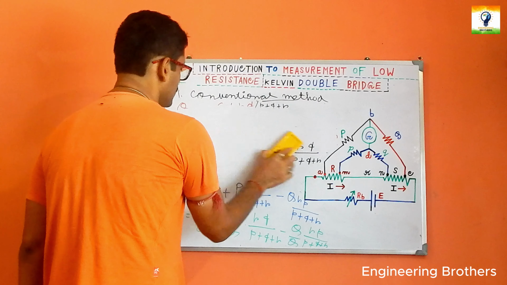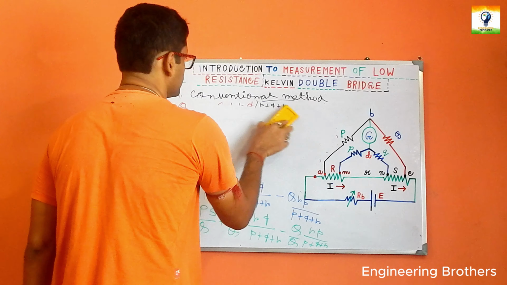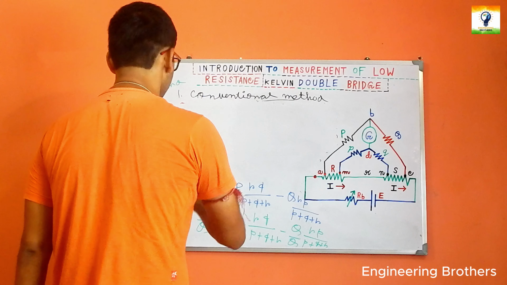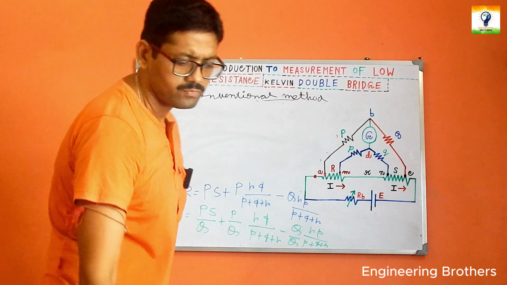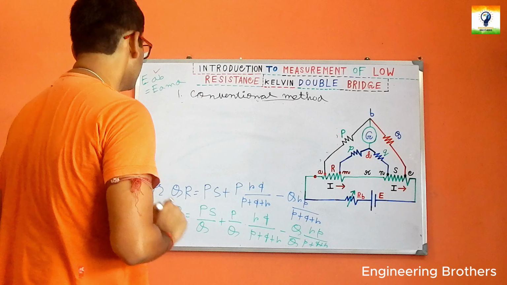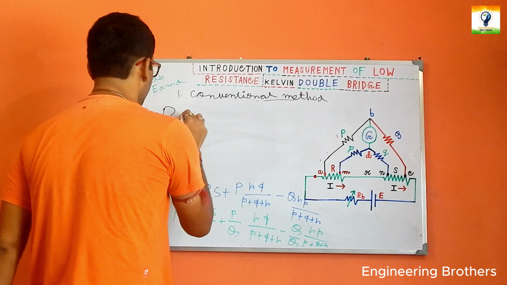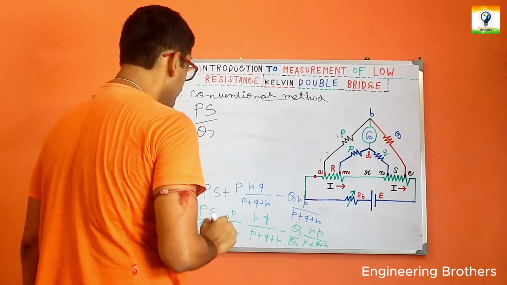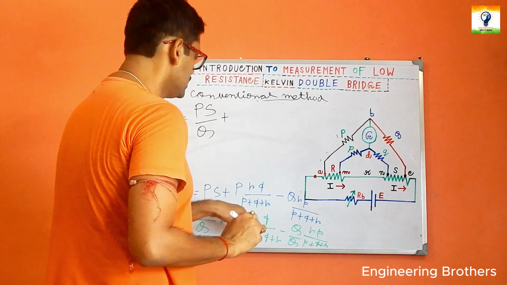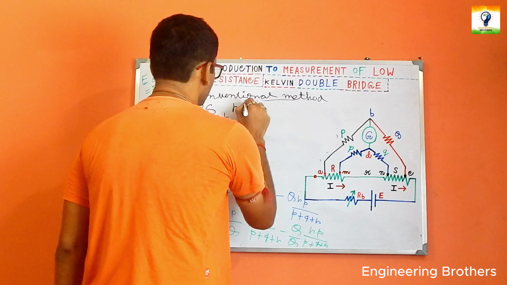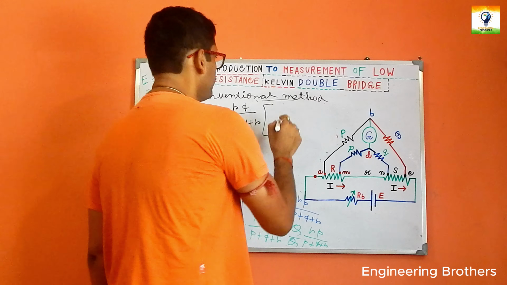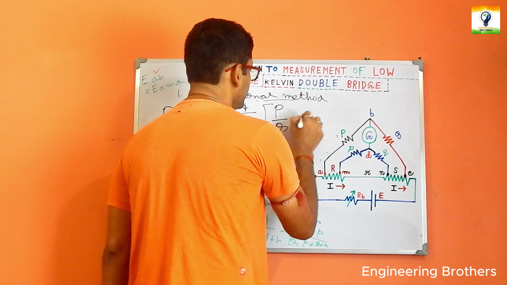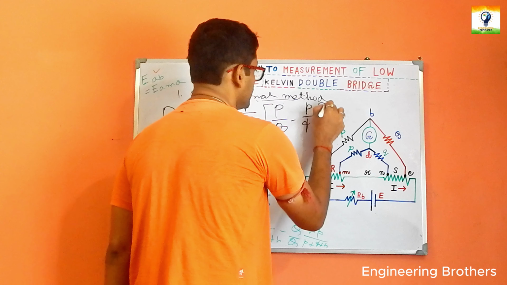So let us find out the unknown resistor, or finally what is the expression that we have got. Finally, if you take the common over here, what is the unknown resistor? The unknown resistor R is equal to PS divided by Q. Now if you take the common of this factor, which is RQ divided by P plus Q plus R, what is present inside our bracket will be P by Q minus small p divided by Q over here.